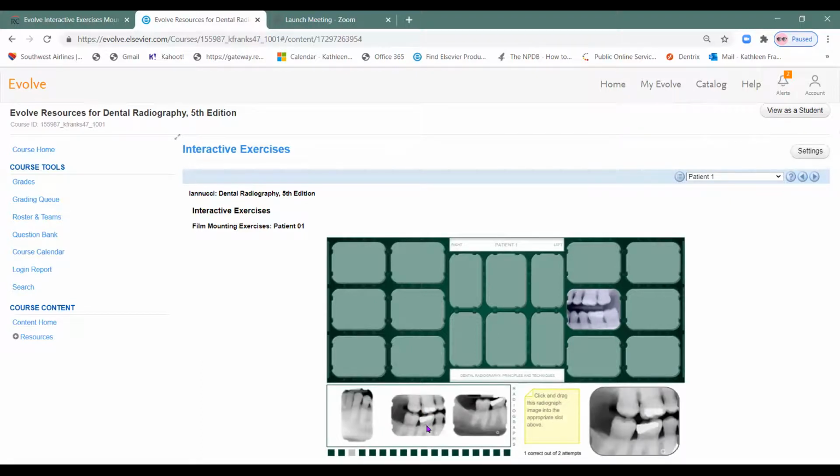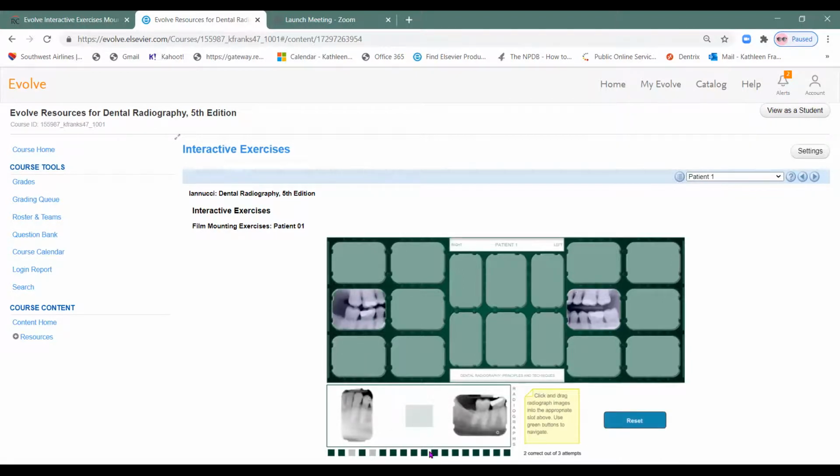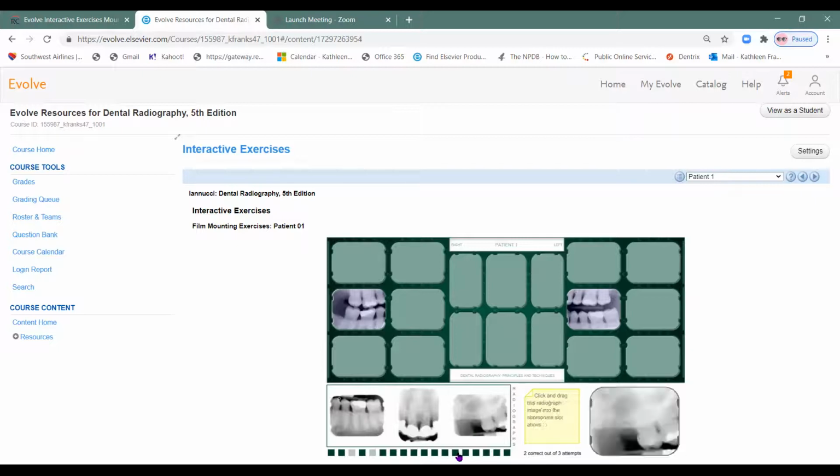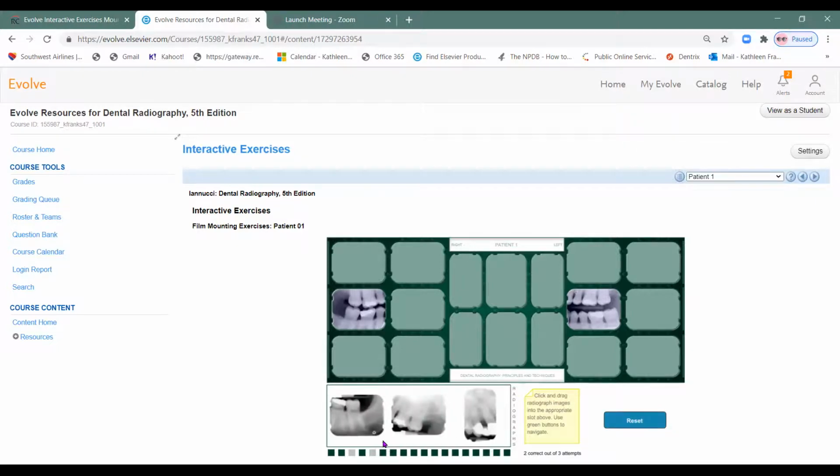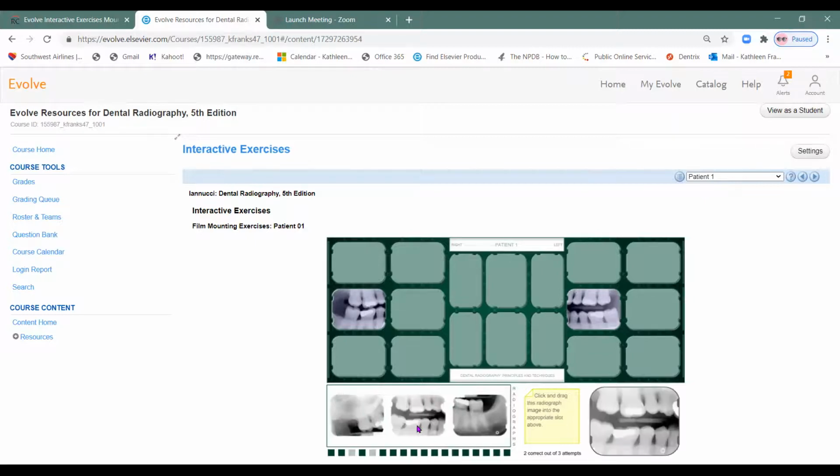So here's another bite wing. I believe this is my premolar right here. And I can go around and look for another bite wing. There was one back here. Okay, here's another one. These are all rotated properly, so I don't have to turn them around. They're all oriented properly.